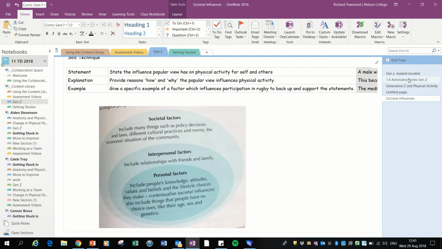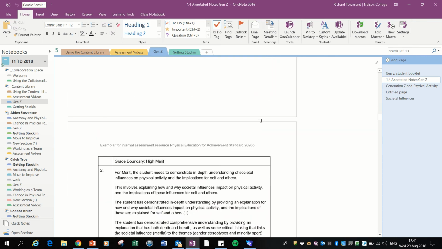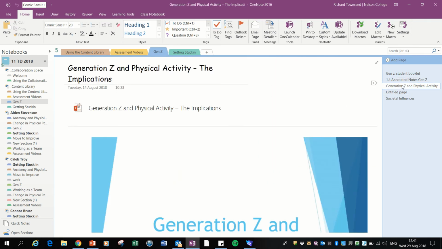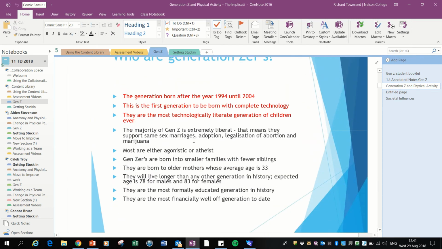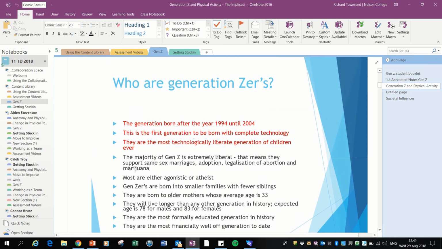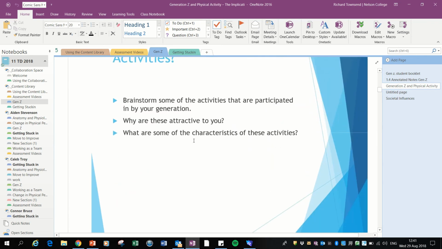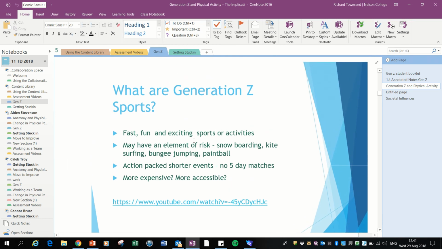Remember, in here as well, we've got annotated notes where it's got examples of previous years' students' work. If you go into Generation Z and physical activity, it's got the whole PowerPoint that we worked off. So it's got the assignment, it's got about Gen Zers. This slide here is what you should be building up around what are Gen Zers for your introduction, the activities. So it's got examples of what are Gen Z sports: fun, fast, action-packed, rah, rah, rah. This is all in this section here.